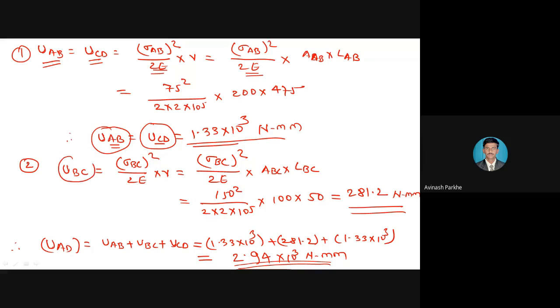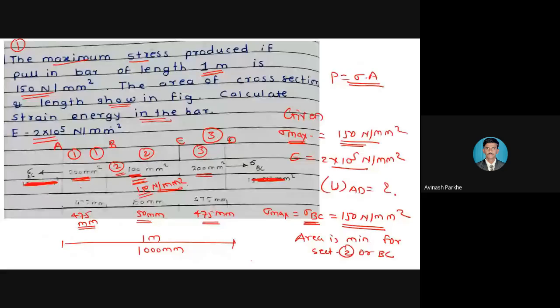Similarly, I have calculated the strain energy stored in the middle section BC, and at the end I have made the addition, that is U of AB plus U of BC plus U of CD. So this will represent the total strain energy stored in that particular section.